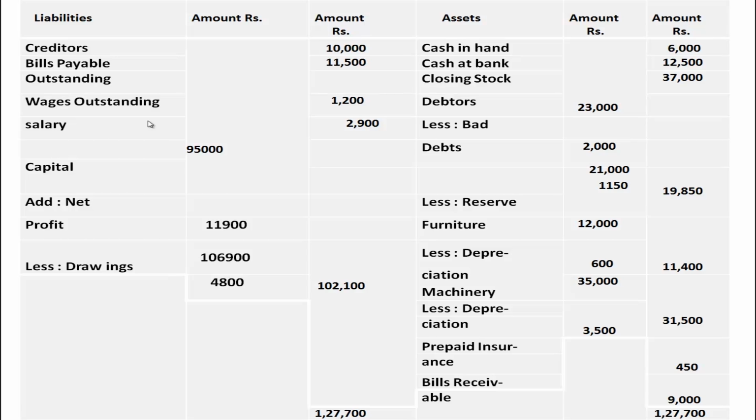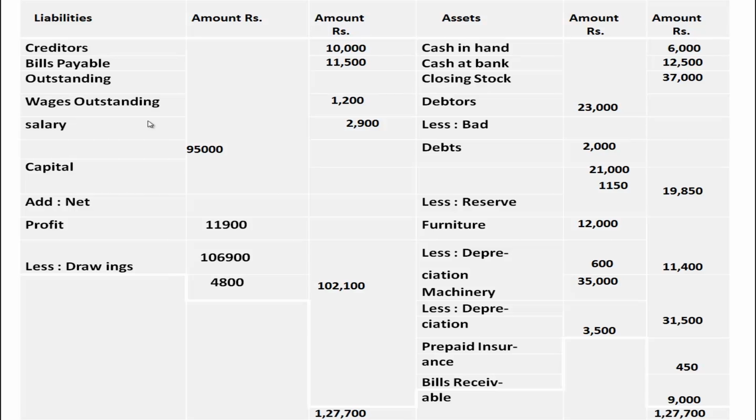We have created a reserve for the debtors also, so that amount will also be reduced from the debtors account, because that amount will not be recoverable or may not be recovered in future. That's why we have to reduce it from the asset, because that amount is not going to be realized. So we have to reduce that amount, which is 1,150. So the final debtors amount is 19,850. Now the furniture is given 12,000. We have to reduce the depreciation amount from there. The depreciation is 600. So the final furniture value is 11,400.